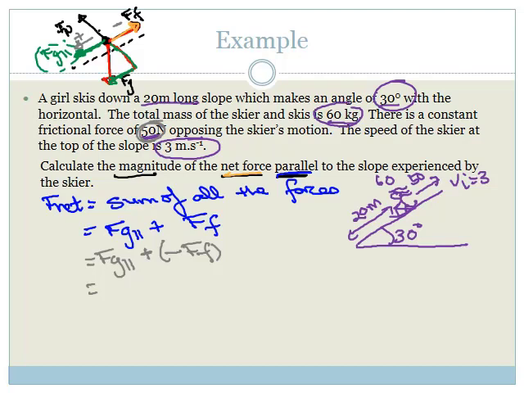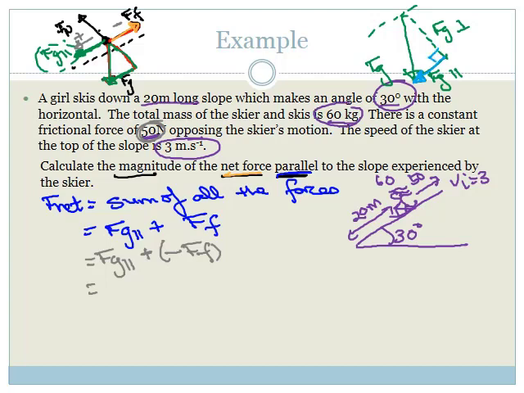I'm going to choose another color. We're looking at this triangle here, and let me draw it a little bit bigger on this side. There's the force of gravity. It's supposed to be straight down, my apologies. This here is Fg perpendicular because it's perpendicular to the surface. And this here is Fg parallel. We want this Fg parallel because that's the force that's pulling her down the slope.